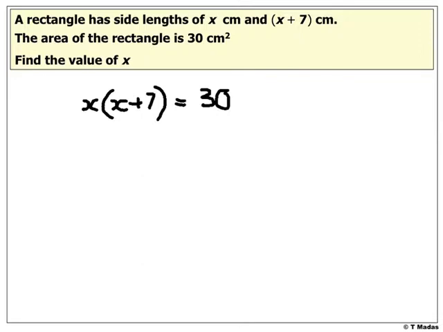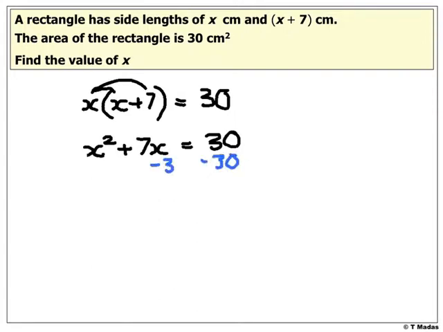So we'll expand these brackets on the left hand side. x times x gives me x squared, and x times 7 gives me 7x. That's all still equal to 30. So now I just need to solve this quadratic that I've got here. So I'll set it equal to 0 by removing that 30 from the right hand side. So we'll take that away. So in the next line, we've got it equal to 0, so we can choose a method to solve that. x squared plus 7x minus 30 equals 0.